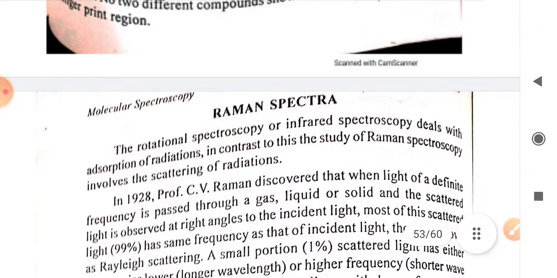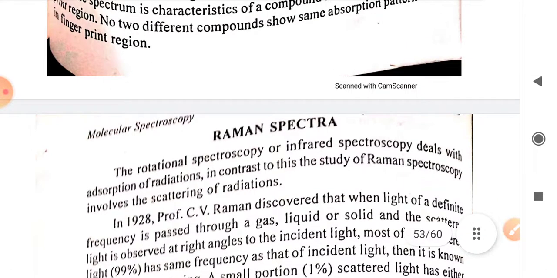So we have finished with the various spectroscopic methods, rotational and vibrational spectroscopy. Now we are left with only the Raman spectroscopic method. Raman spectroscopy is again an extension of IR spectroscopy, but it is a scattering spectroscopy, and it uses visible radiations. We will see Raman spectroscopy in the upcoming lectures.